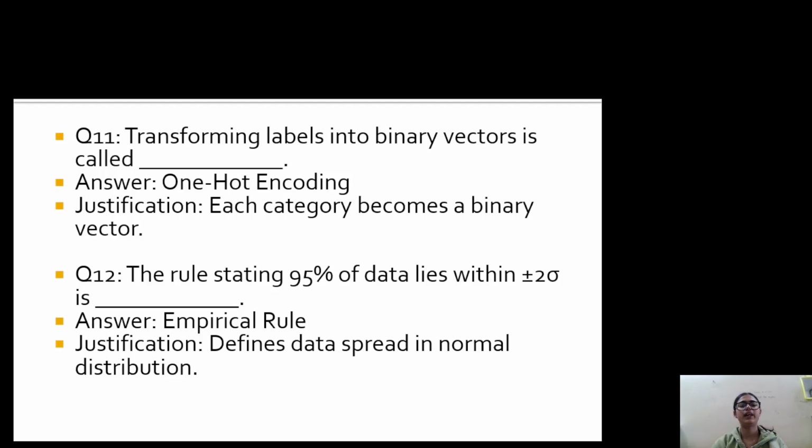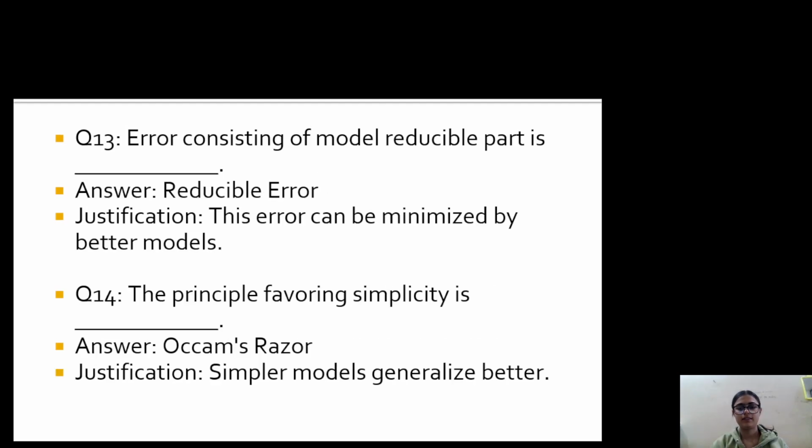Next, the rule stating 95% of data lies within plus minus 2 sigma is known as dash rule. So it is known as the empirical rule for normally distributed data. Next, the error consisting of the model's reducible part is known as dash. So it is known as reducible error, as the name suggests. This error can be lowered with better features, better algorithms, or tuning the parameters. Its opposite is irreducible error, which cannot be removed.